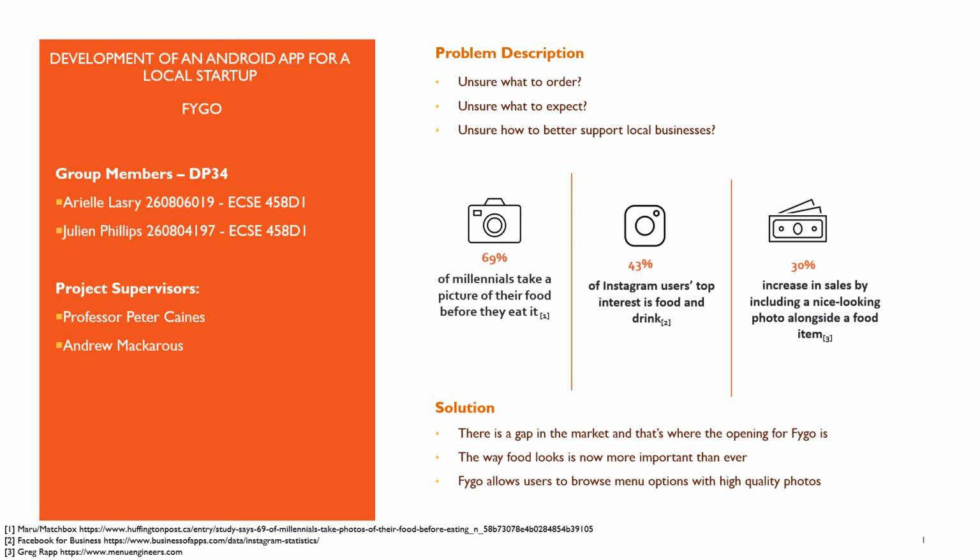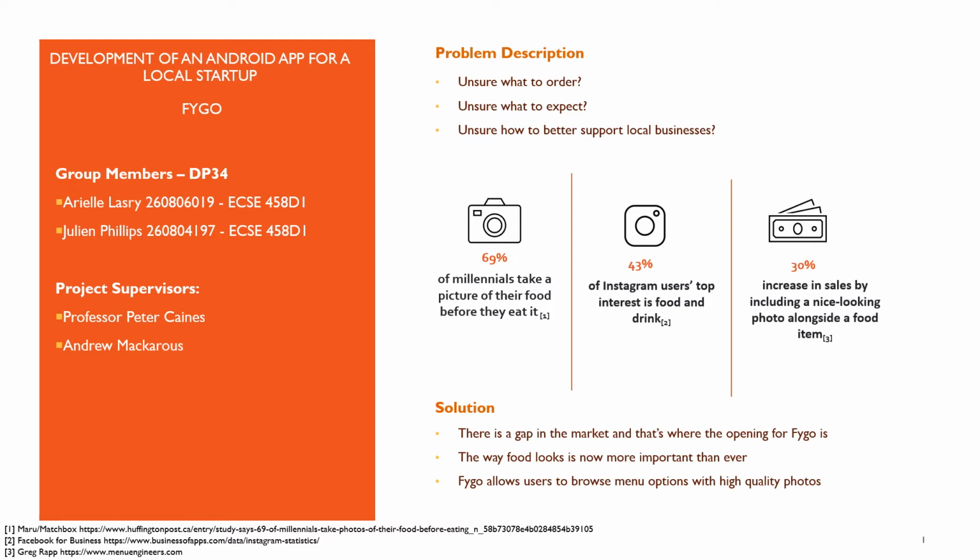A shocking 69% of millennials take a picture of their food before they eat it, and 43% of Instagram users' top interest is food and drink. People post what they are eating constantly, and look at what others are eating as well. This leads to the idea that we eat with our eyes. Due to this, there can be up to a 30% increase in sales simply by including a nice-looking photo next to a menu item description. The way food looks is now more important than ever before.